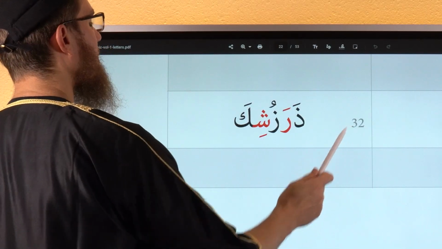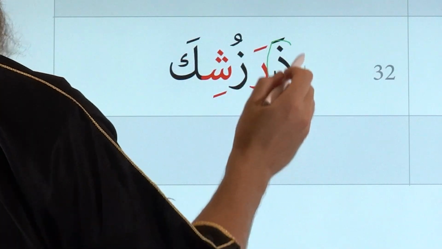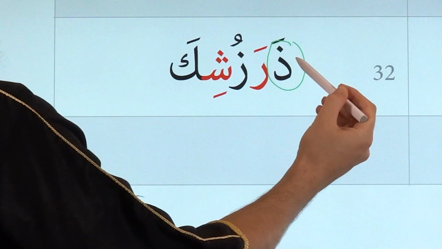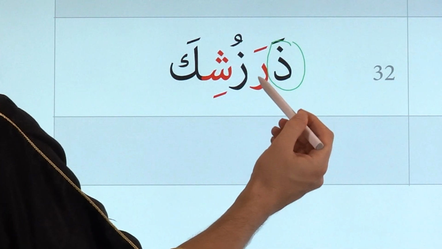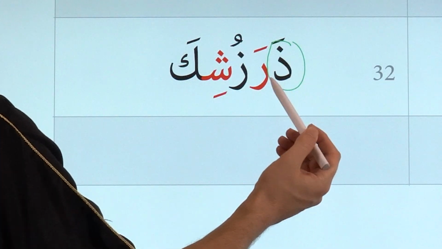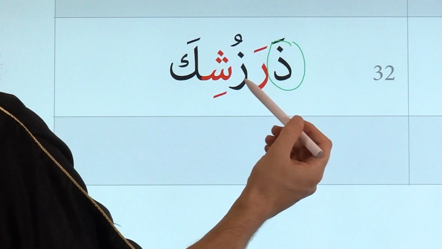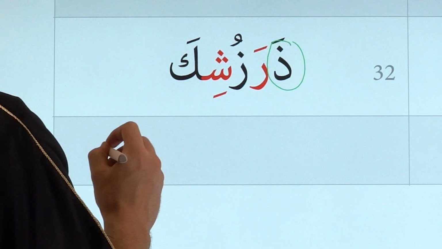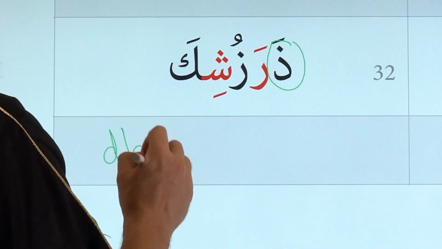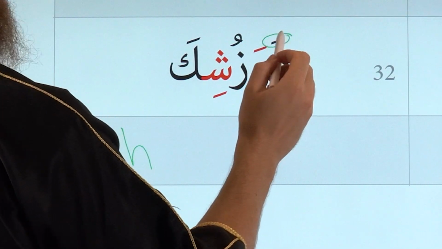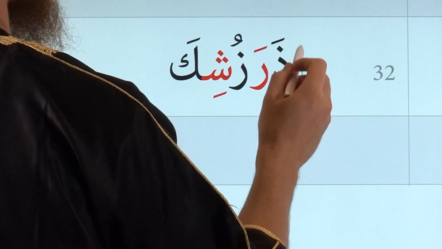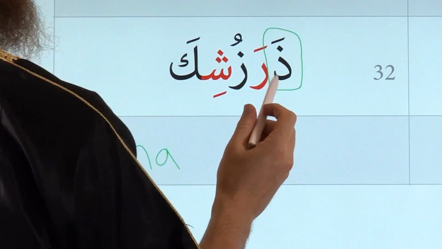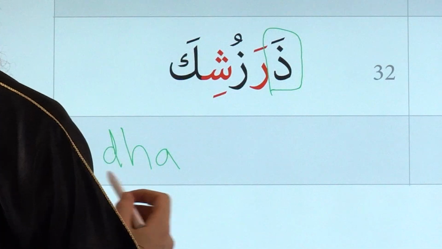Let's try number 32. So first we're going to identify the letter. This shape that comes down, but then curves straight to the left, that does not connect to the letter after it and has a dot above, is the letter Dhal. So we're going to write a lowercase dh for the letter Dhal. Above the Dhal is a Fatha, so we're going to write an A for the Fatha. So together, this Dhal and Fatha would be pronounced Dha.